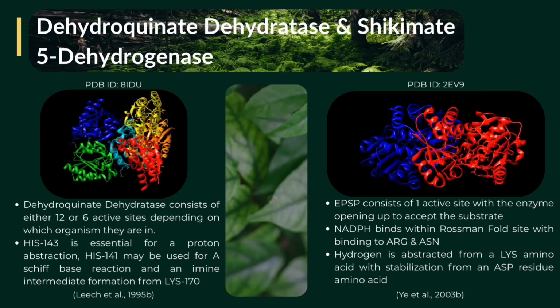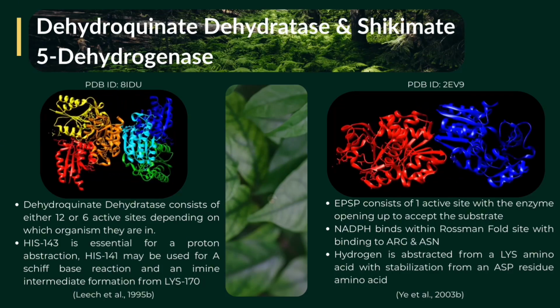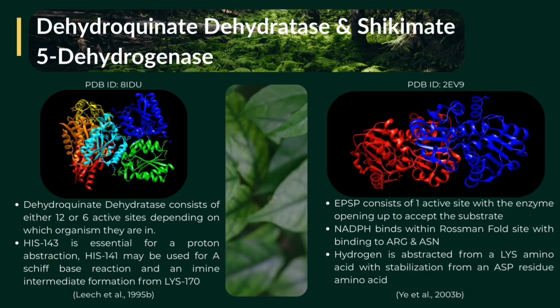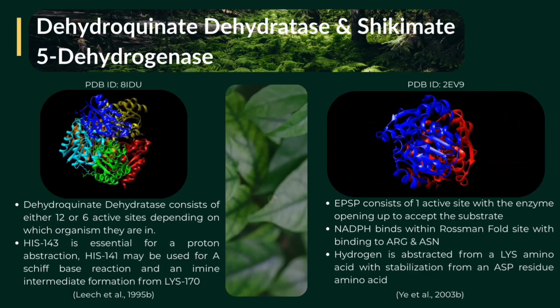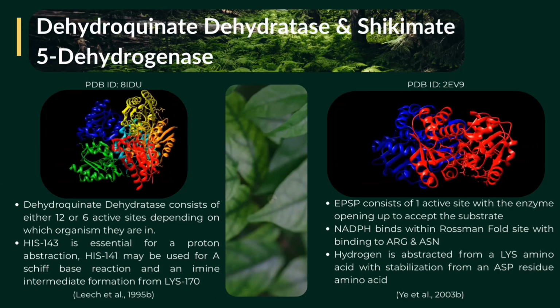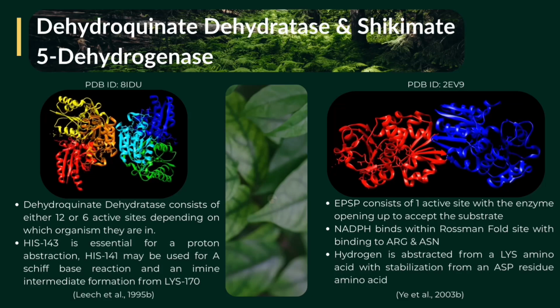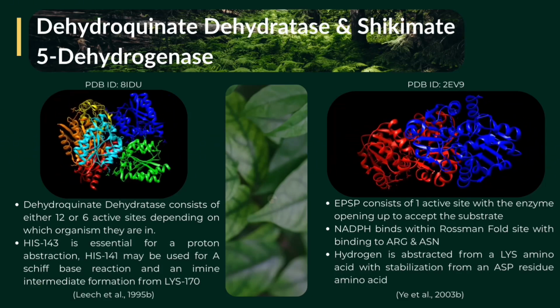Shikimic dehydrogenase has 1 active site situated between the 2 globular structures of the enzyme, as seen above, with the NADPH binding into a Rossmann fold, binding strongly with arginine and asparagine. The formation of shikimic acid is facilitated by a lysine and aspartic acid residue, with the lysine transferring a hydrogen to the reagent while the aspartic acid stabilizes the charge of lysine.